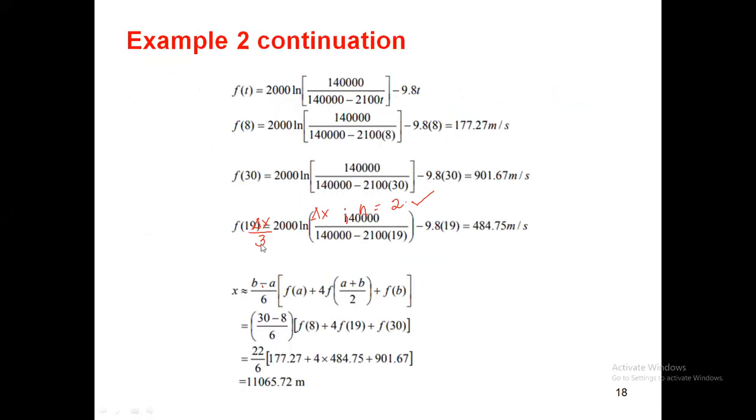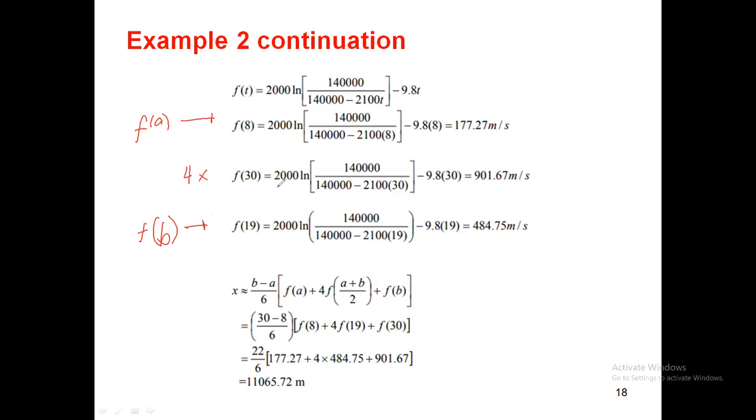The same thing with trapezoidal rule, you determine the value of the function. This is your f of a. This is your f of b. And this is the middle term, which will have a multiplier of 4.